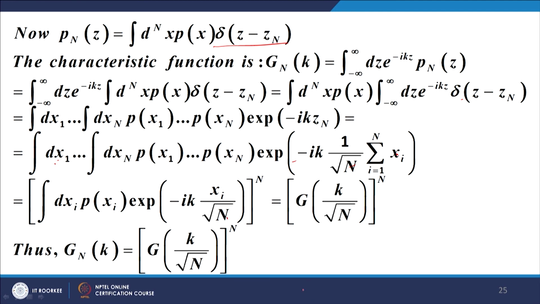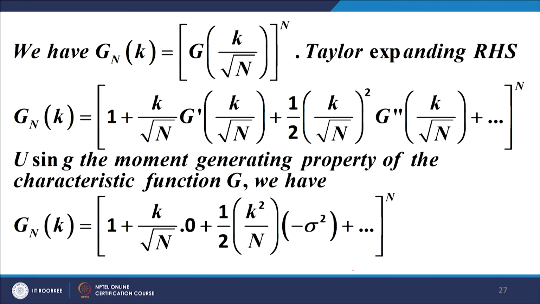And if you look at this carefully, this is nothing but the characteristic function at k/root n. In other words, what have we established? We have established that g_n(k), the characteristic function that we started with, is equal to g(k/root n) to the power n. This is simply algebraic manipulation, and therefore, g_n(k) is equal to g(k/root n) to the power n.